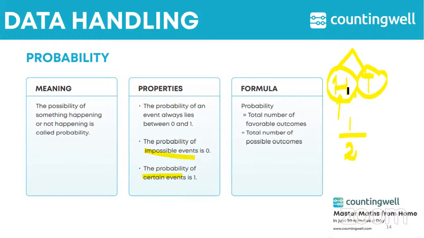Note that there are two outcomes, and if we add the probability of events of getting head and of getting tail, then we'll get the probability value equal to 1. So it will be half plus half equal to 1.